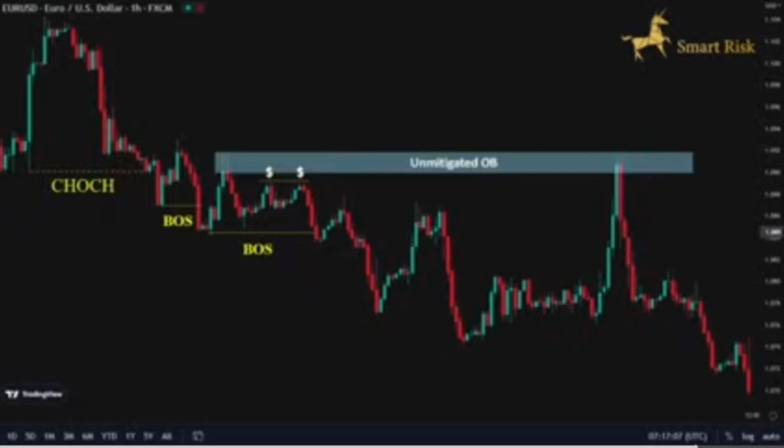You stop being the victim and start being the hunter. You stop placing your stops where everyone else does. You stop entering on breakouts. You start waiting for the sweep, then trading with the smart money.